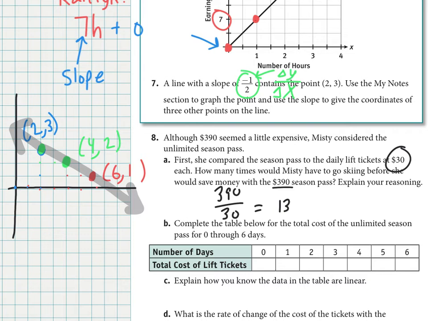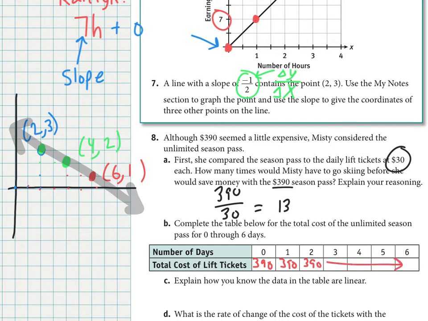Okay, so let's take a look. Let's look at this table. Part B, complete the table below for the total cost of the unlimited season pass. So remember, the unlimited season pass is $390 no matter what. So filling in this table should be pretty easy, right? If it's $390 no matter what, if you use 0 days, $390. If you go 1 day, $390. If you go 2 days, $390, right? So it's constantly $390.